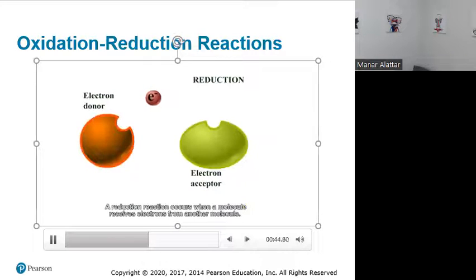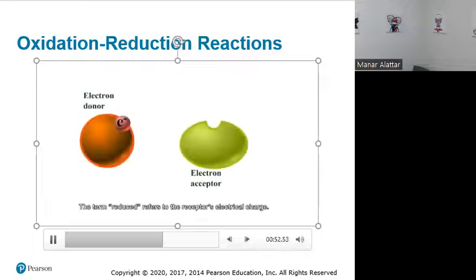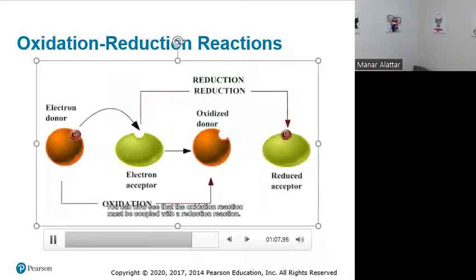A reduction reaction occurs when a molecule receives electrons from another molecule. The electron acceptor therefore becomes reduced. The term reduced refers to the acceptor's electrical charge. Because it's gained a negatively charged electron, the overall charge on this molecule becomes more negative and is said to be reduced. You can now see that the oxidation reaction must be coupled with a reduction reaction. In other words, if a molecule is to donate an electron and become oxidized, then another molecule must accept that electron and become reduced.